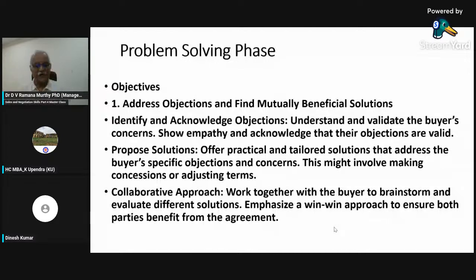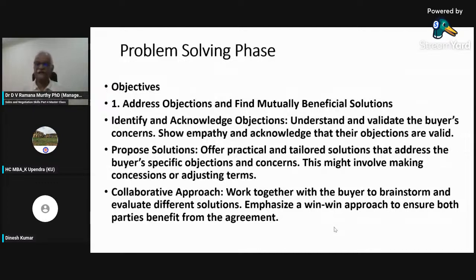That is, if I were in your place. Show empathy and acknowledge that their objections are very, very valid, and then propose solutions based on their objections. Offer practical solutions, tailored solutions, customized solutions, as a matter of fact. And most of the buyers' specific objections and concerns can be handled straight away.